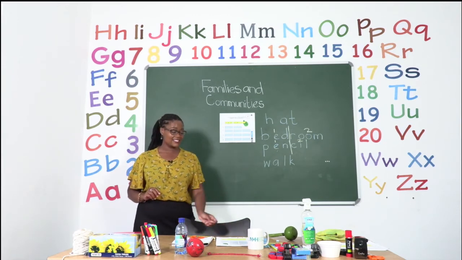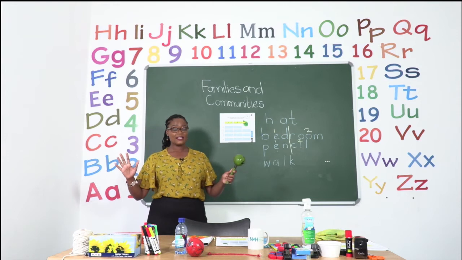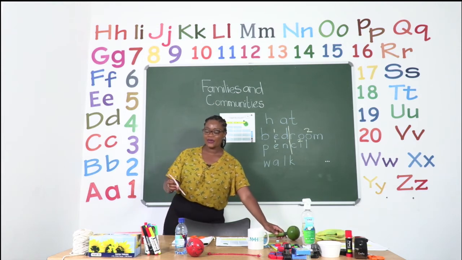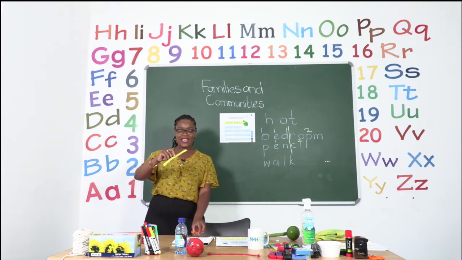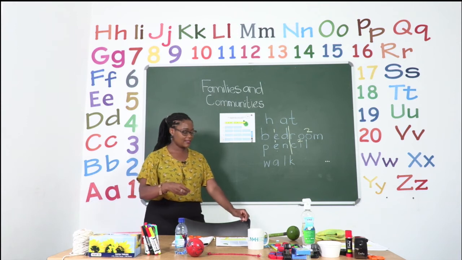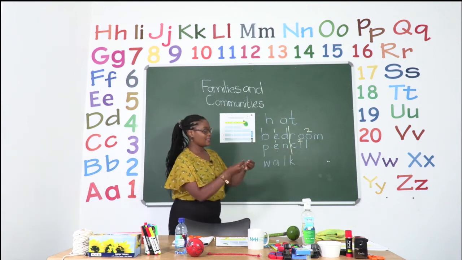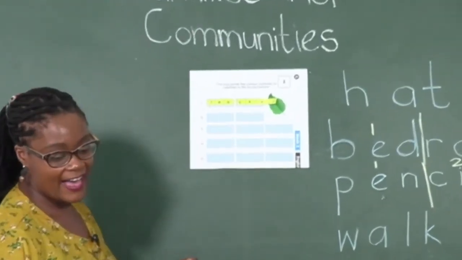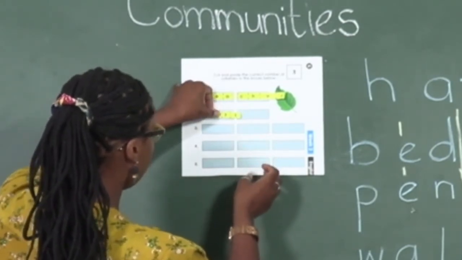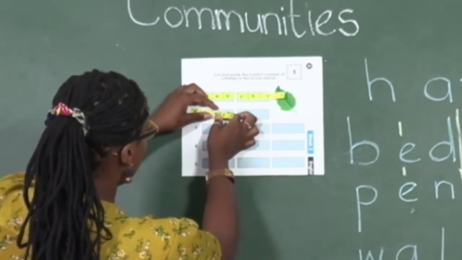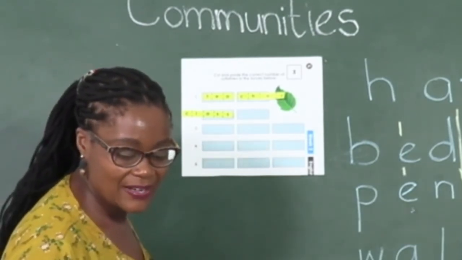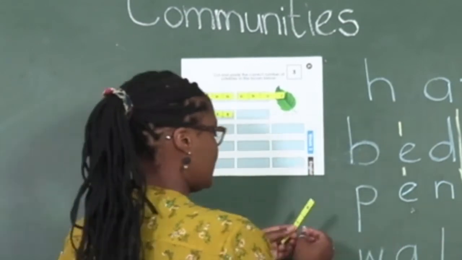But where do we cut? That is the question. So let's take it slow this time. Let's go. Classmate. Wow, it seems like we are going to cut between the S and the M. So I'm going to cut. There we go. And I'll put my first syllable in the first box. So we have class in the first box. And then we are going to have mate in the second box so that we can have the word classmate.